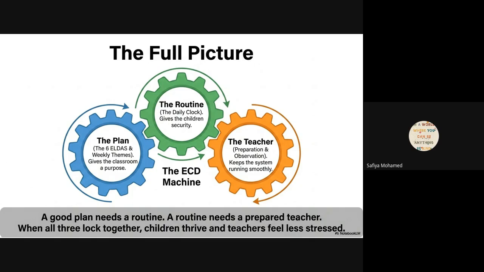Our second last slide is called the full picture, and it explains how all of this ECD playbook comes together. First is the plan, which consists of the 6 elders and weekly themes, and that is what gives you purpose in your classroom. A good ECD classroom needs these 3 gears to work together: the plan, the routine, and the teacher. The plan gives purpose, the routine gives security.